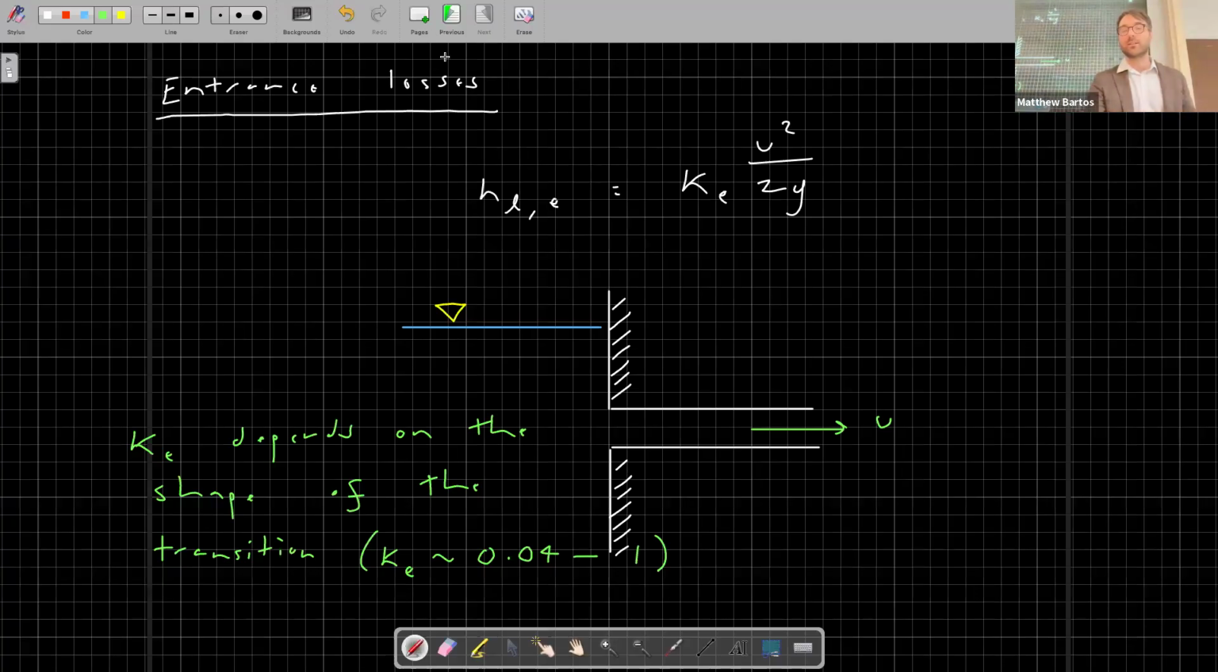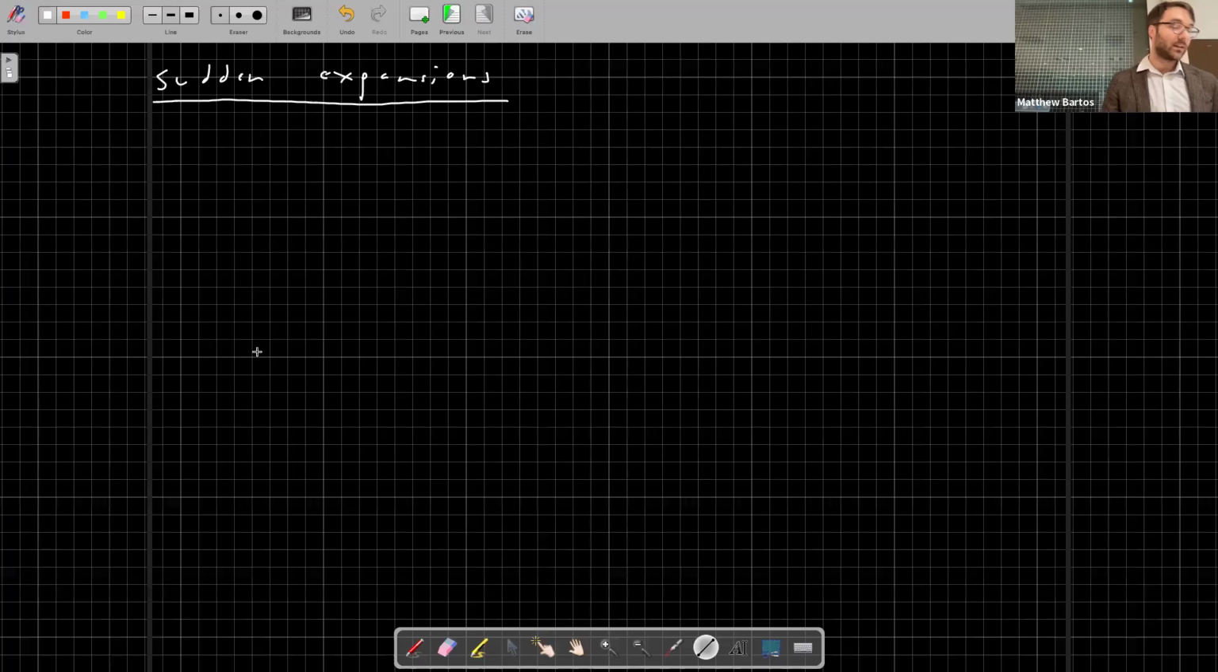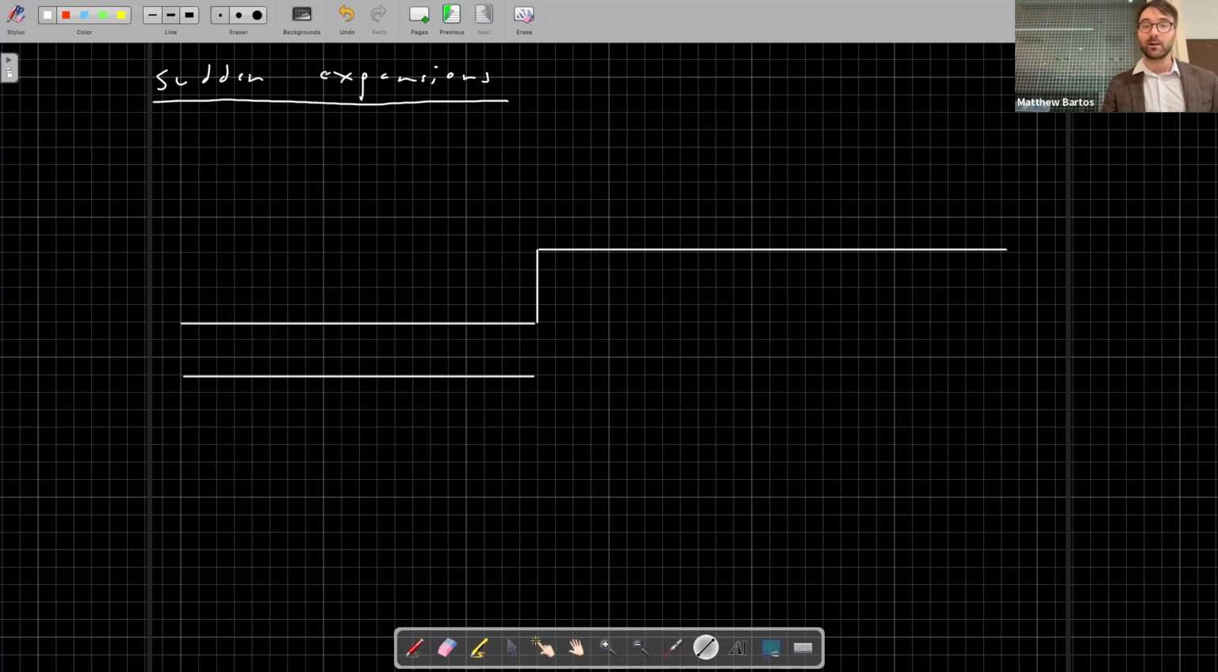All right, so we covered contractions. Next, let's talk about expansions. First, we're going to talk about sudden expansions. This is essentially the opposite case. We have a small pipe going into a larger pipe. This might occur, for instance, if you have some sort of pump that discharges into a small pipe that needs to go into a water main. So it's another pretty common case.